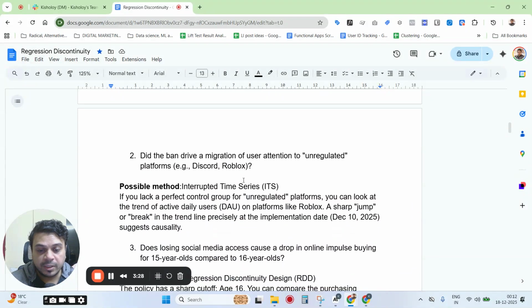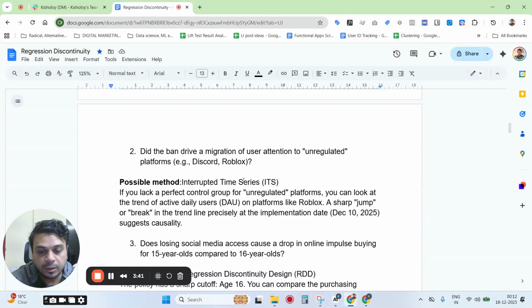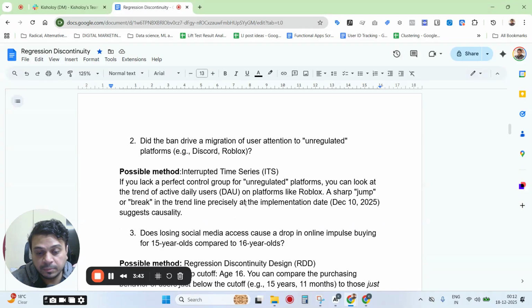There could also be questions like, did the ban actually drive a migration of user attention to unregulated platforms? So, for instance, whether Discord or Roblox. Like I said, there are some social media channels which are still going to be left out of this ban, and this can be a possible method.